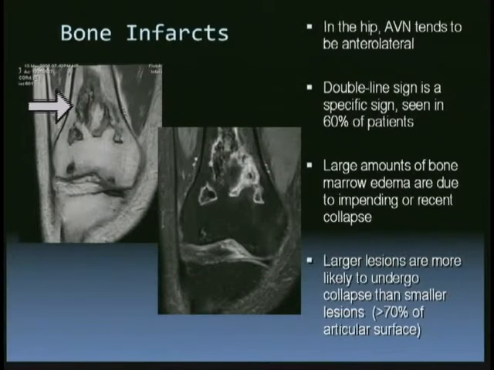The bone infarcts, we also commonly see them elsewhere in the long bones. So here in this example, the very characteristic appearance. In the hips, the avascular necrosis tends to be anterolateral. We look for the double line sign, which is that rim of bright T2 signal seen in 60% of patients. And when we have large bone infarcts, especially if they involve the articular surface of the bone, they can lead to a collapse of the subchondral bone.